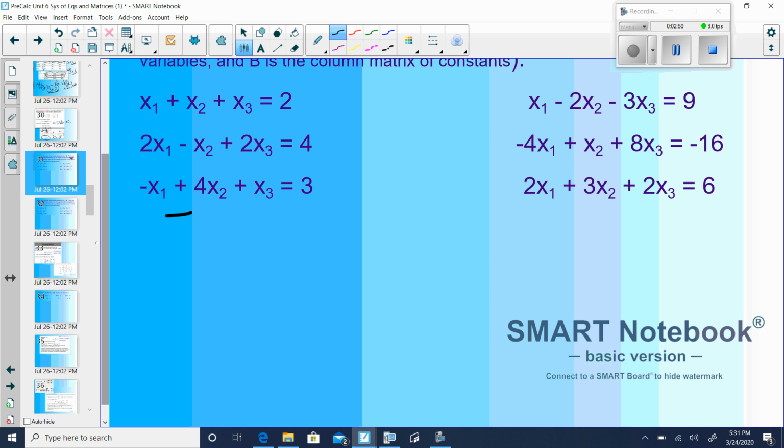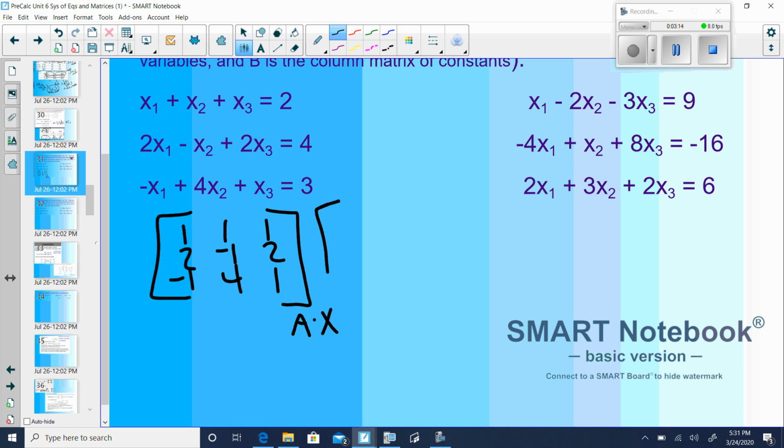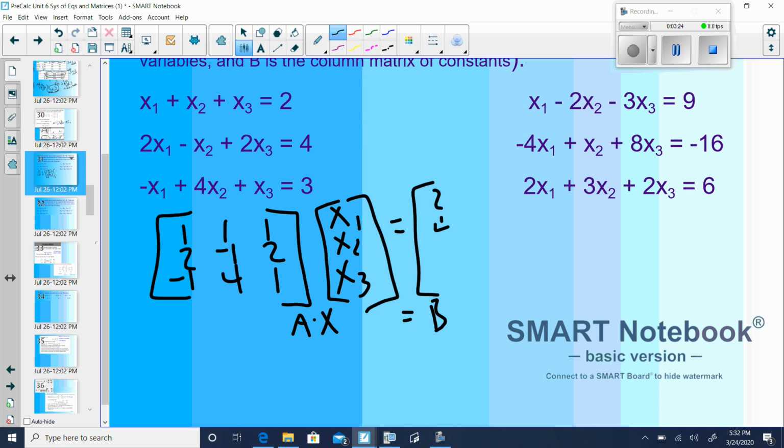So matrix A: we have 1x sub 1, 1x sub 2, 1x sub 3. Then we have 2x sub 1 minus 1x sub 2 plus 2x sub 3, and then minus 1, 4, and 1. So this is A times X. So we have x sub 1, x sub 2, x sub 3 is equal to B: 2, 4, 3. All right, guys, that's how we write it.